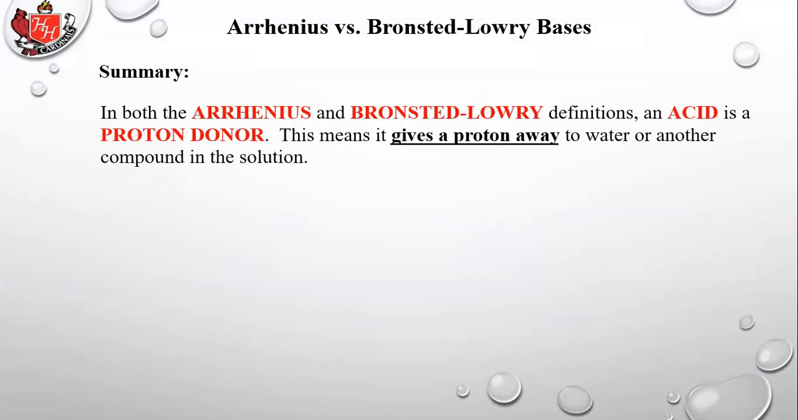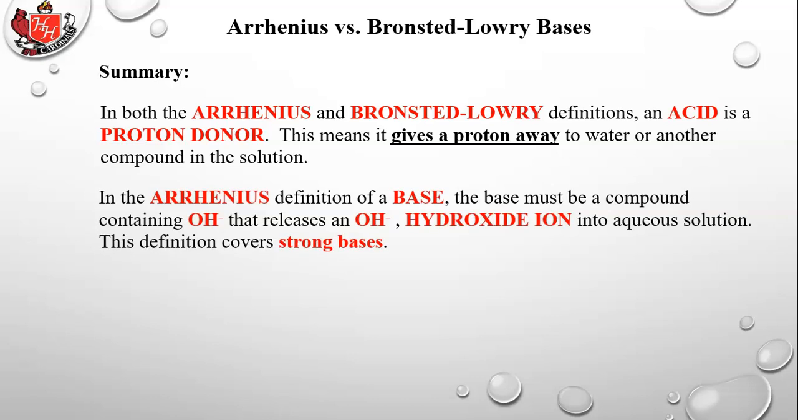Summary. In both the Arrhenius and Bronsted-Lowry definitions, an acid is a proton donor. That means it gives a proton away to water or another compound in solution. In the Arrhenius definition of a base, the base must be a compound containing OH that releases an OH hydroxide ion into the aqueous solution. And that's the definition of strong bases. So an example again would be NaOH, sodium hydroxide. It actually has an OH, it dissolves and leaves the OH minus in the solution.